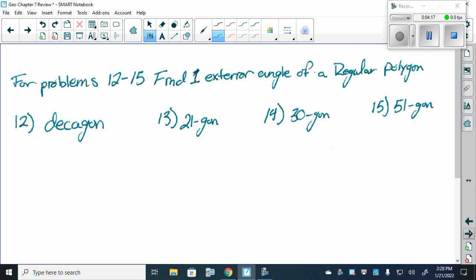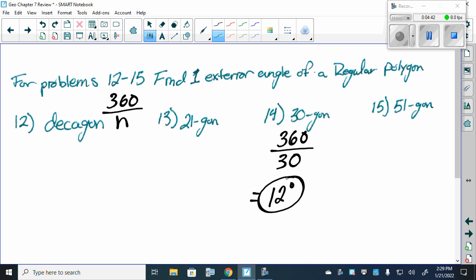Now, just like finding one interior angle in a regular polygon, for one exterior angle we can take the sum of the exterior angles and divide it by the number of sides. So for, say, a 30-gon, well, we would take the sum and divide it by 30. And 360 divided by 30 would be 12. Any other questions on 12, 13, 14, or 15?